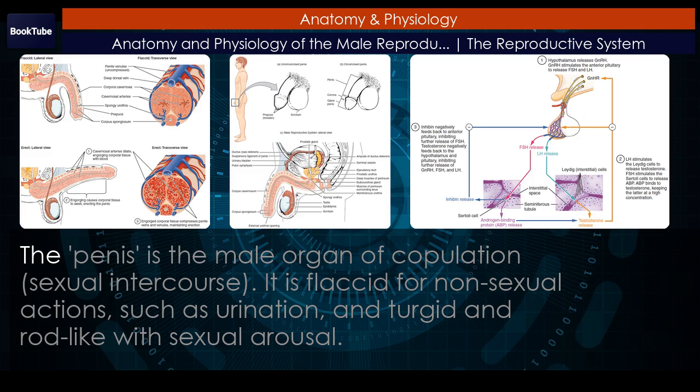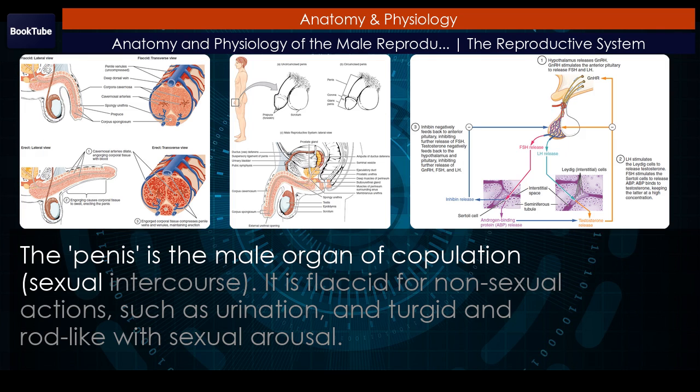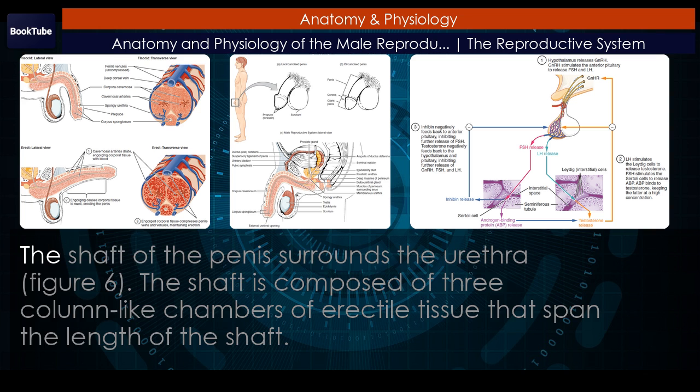The penis. The penis is the male organ of copulation, sexual intercourse. It is flaccid for non-sexual actions, such as urination, and turgid and rod-like with sexual arousal. When erect, the stiffness of the organ allows it to penetrate into the vagina and deposit semen into the female reproductive tract. The shaft of the penis surrounds the urethra.